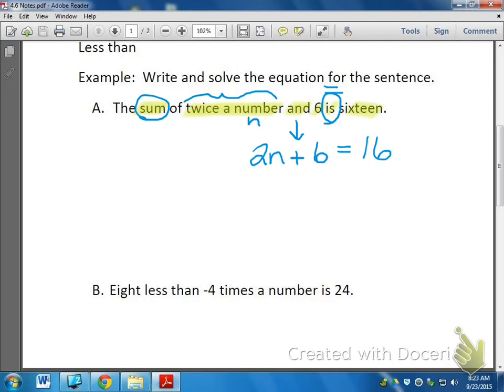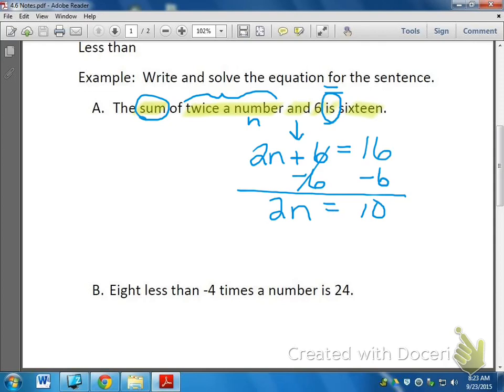Now, once you get this written, you need to do the two steps that we've done the last few days. So what would we do first here, Braxton? You would subtract the 6 from both sides. Subtract 6 from the 6, and then subtract 6 from 16. Right, and this gives you 10. What else do I bring below that line? The 2n. Not yet, we've got to cancel out the 6's and bring down the equal sign. Now we've got 2n equals 10.